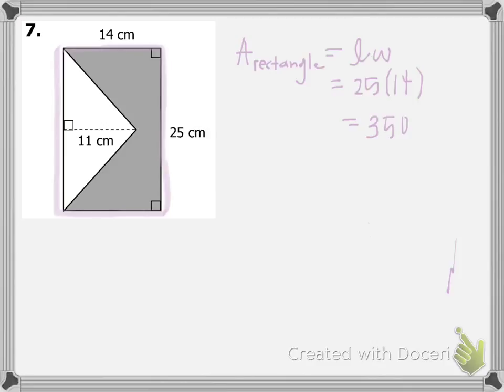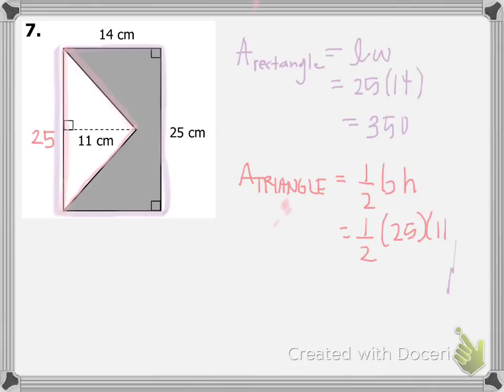And then I've got a triangle here that I need to find the area of. And then subtract the two, and I'll be left with the shaded region. Okay, the triangle, remember, is 1/2 base times height. Well, our base is 25, so we're going to say 1/2 times 25 times 11. So that's what, 137.5?